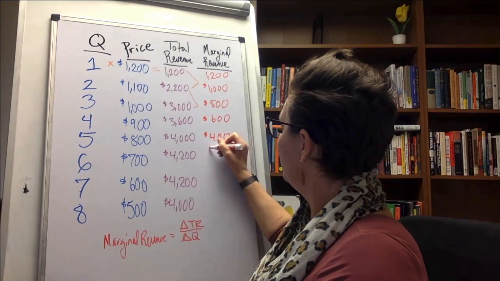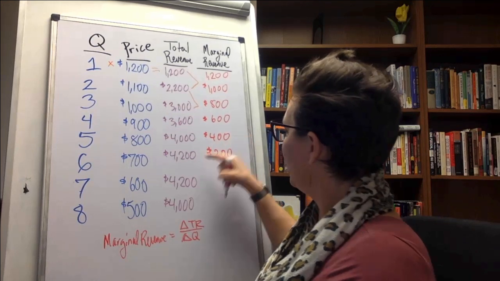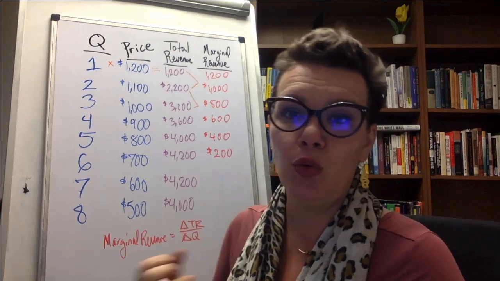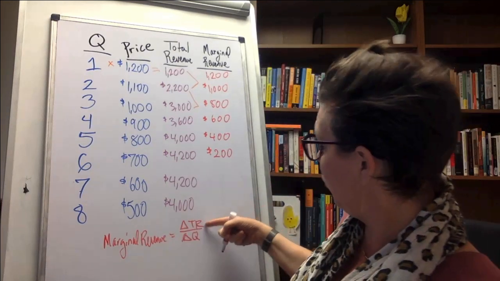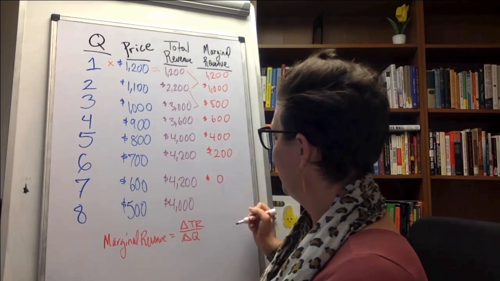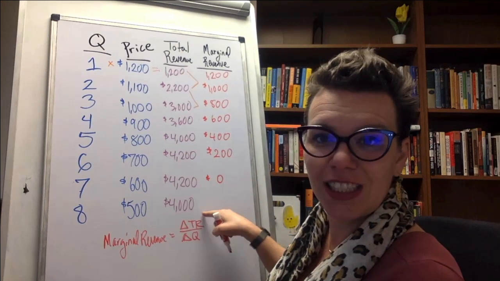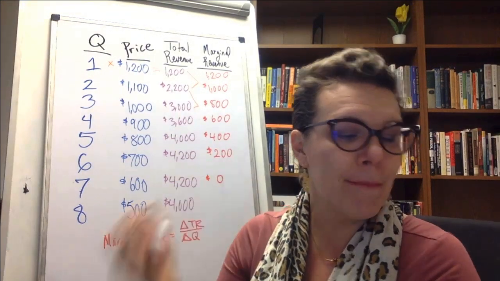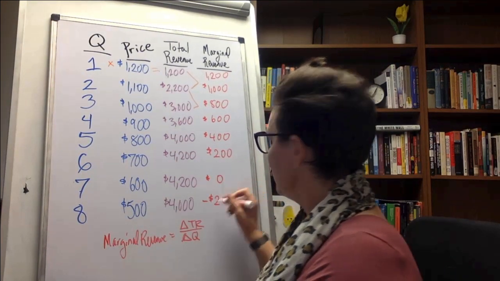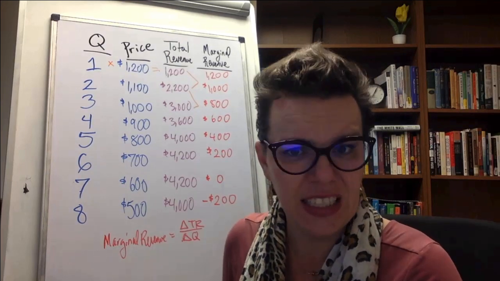And then another $200. And then here, total revenue doesn't change. So the marginal revenue, the change in total revenue divided by the change in quantity, is 0. And then now we have a change that's negative. We have a marginal revenue that's negative $200. Does that make sense? Kind of.